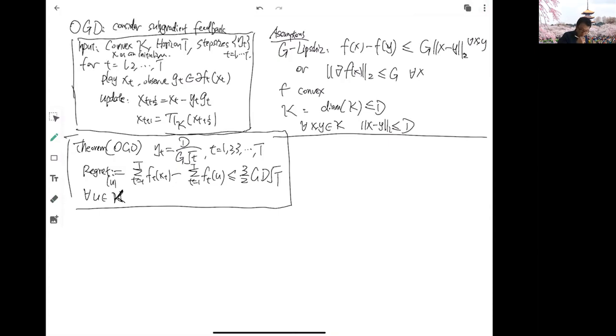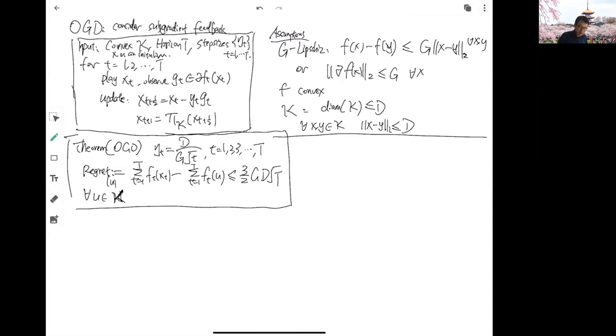So notice that this choice of learning rate is independent of T. So to run OGD, we don't actually have to know what the horizon is. That means that this is a so-called anytime algorithm, that we can run it, and at every time we look back, it always satisfies this regret bound for all T simultaneously. Okay, and also we can compare to any fixed comparator u in the convex set, which includes choosing u to be the one that minimizes the sum of losses in hindsight.